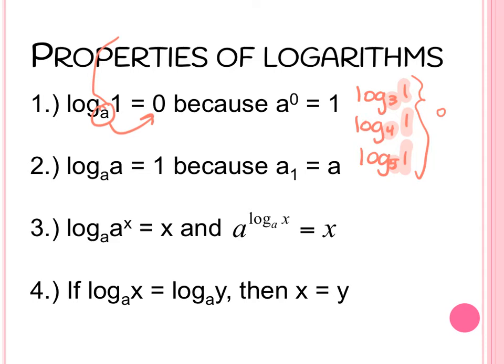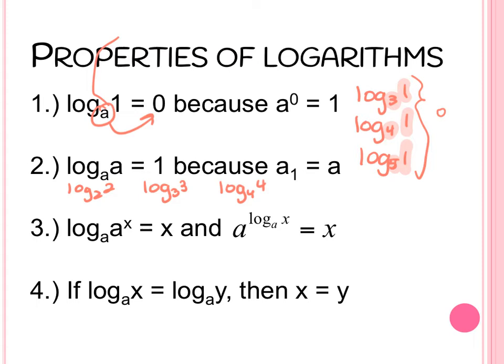Second one is if the base on the log and the big number next to it are the same, my answer is always 1. If I had log base 2 of 2, log base 3 of 3, log base 4 of 4, I don't have to do any work, right? What do I raise 2 to make it 2? 1. What do I raise 3 to make it 3? 1.